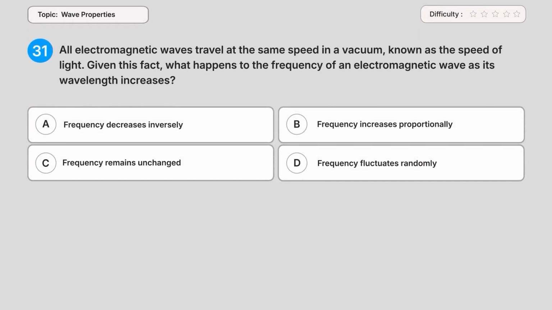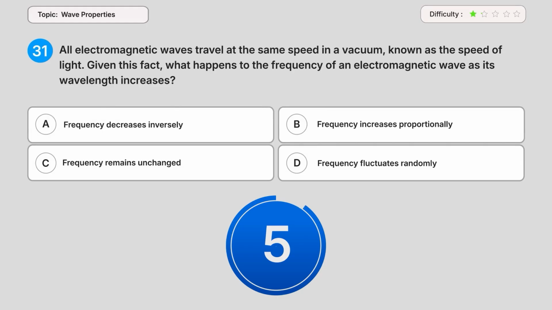31. All electromagnetic waves travel at the same speed in a vacuum, known as the speed of light. Given this fact, what happens to the frequency of an electromagnetic wave as its wavelength increases? A. Frequency decreases inversely. B. Frequency increases proportionally. C. Frequency remains unchanged. D. Frequency fluctuates randomly. Do you know the answer?